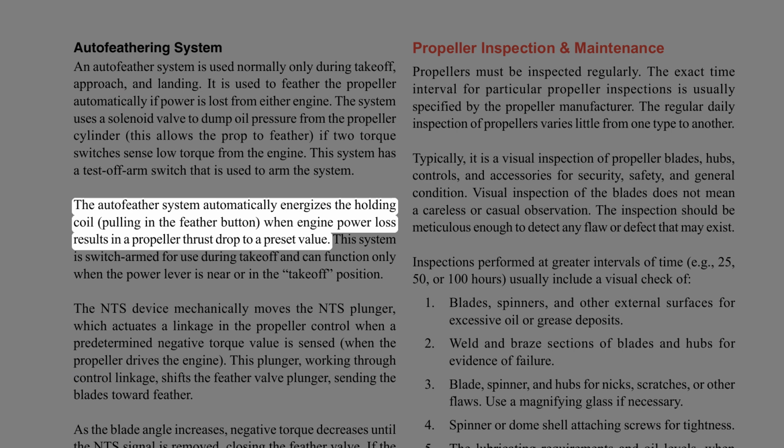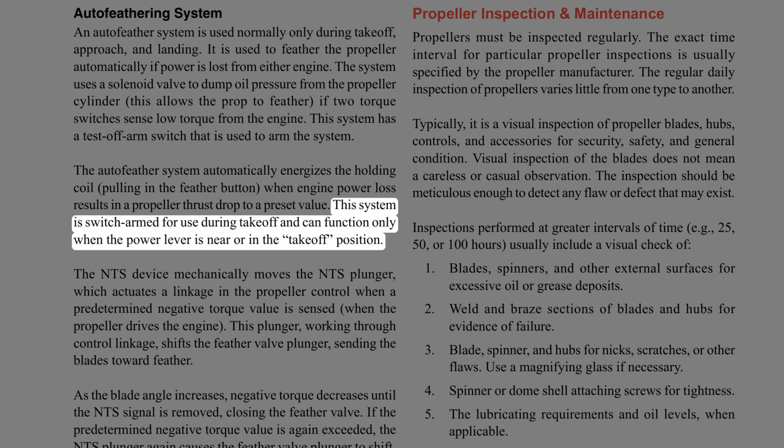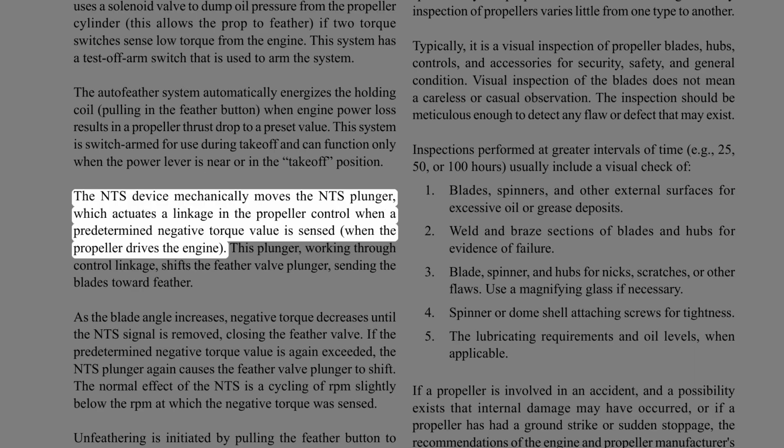The autofeather system automatically energizes the holding coil, pulling in the feather button, when engine power loss results in a propeller thrust drop to a preset value. This system is switch-armed for use during takeoff and can function only when the power lever is near or in the takeoff position. The NTS device mechanically moves the NTS plunger, which actuates a linkage in the propeller control when a predetermined negative torque value is sensed, when the propeller drives the engine.